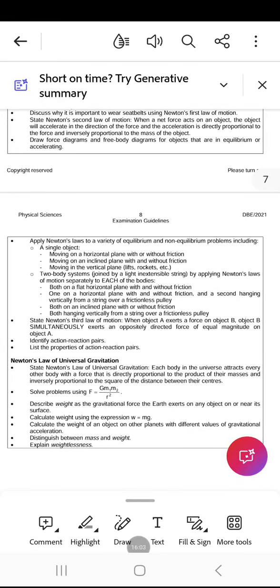So from the definition they're saying when a net force acts on an object, the object will accelerate in the direction of the force. Remember, your net force and acceleration must be in the same direction, like what is said in the definition. So if your acceleration is acting to the right, your net force must also act to the right. So their directions must correspond. Now they say acceleration is directly proportional to the force. So here they're trying to say if we increase the net force, the acceleration also increases. If you decrease the net force, acceleration also decreases. So they are directly proportional.